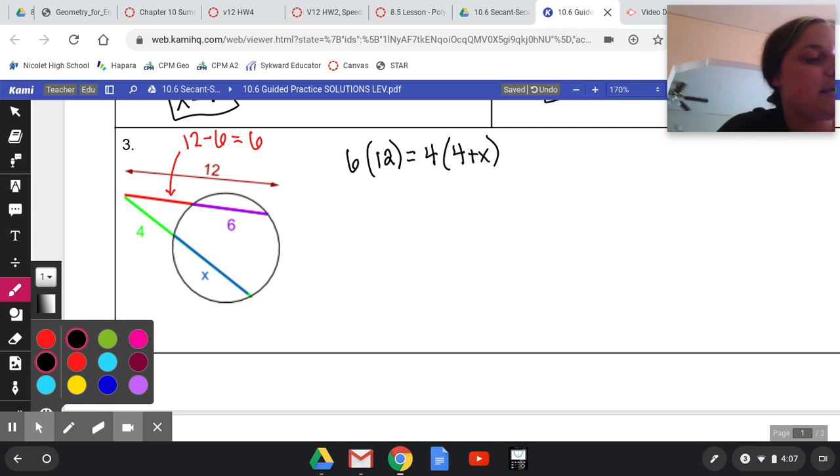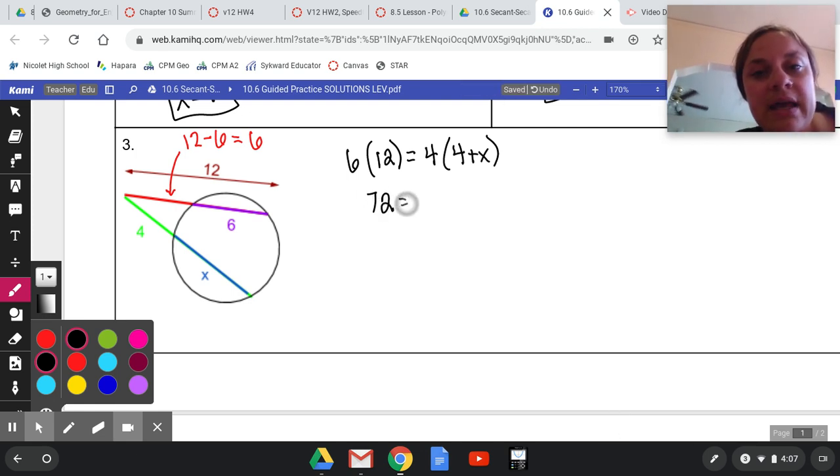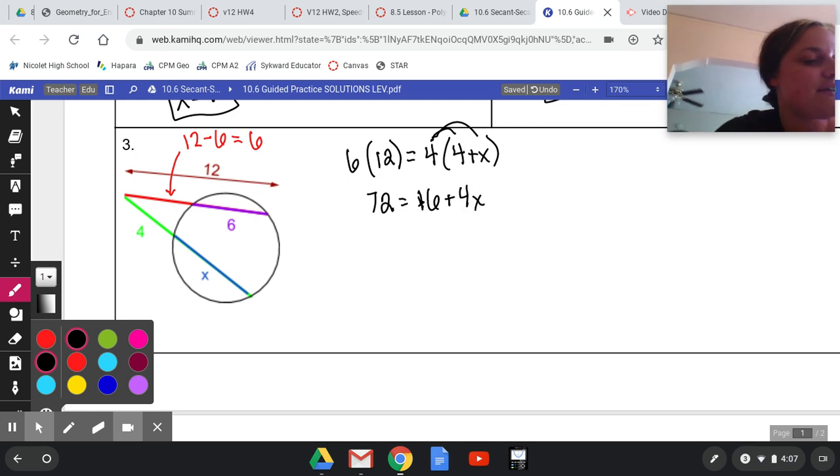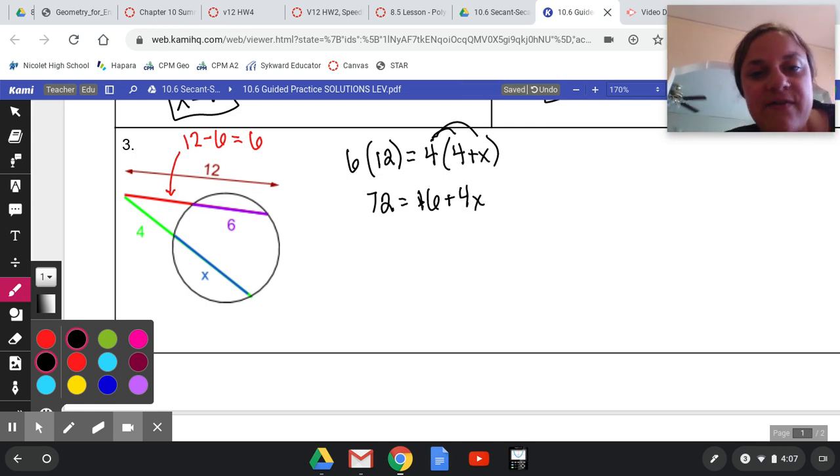Okay, so 6 times 12 is 72, equals, distribute, 16, 4 times 4 is 16, plus 4x. 72 minus 16 is 56, is equal to 4x. Divided by 4 is 14. X is equal to 14.